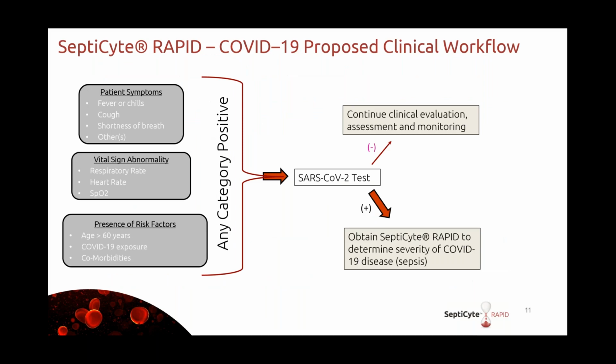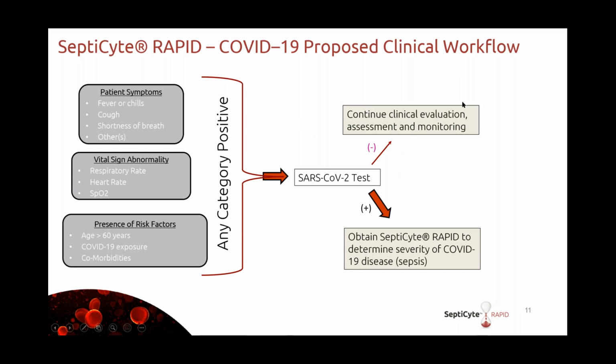How do we see SeptiCyte RAPID being used in the clinical workflow with regards to COVID-19? Those patients who present with symptoms that we're all now familiar with, fever, chills, cough, SIRS criteria with regards to respiratory rate, heart rate, and decreased saturation, and other risk factors that put these patients at risk for this disease, age, comorbidities, and exposure.